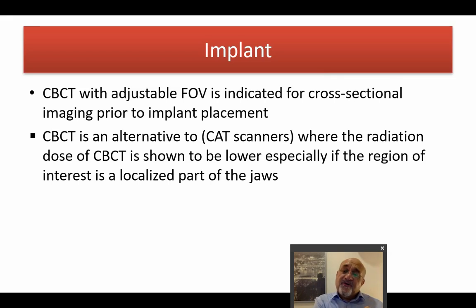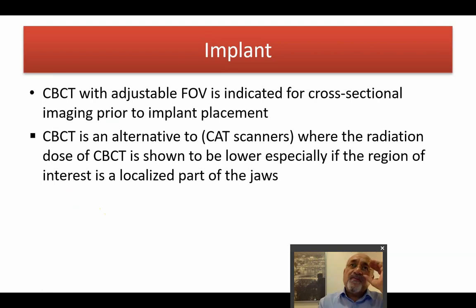So the advantage of cone beam CT, of course, is that it has lesser radiation and a smaller field of view, and it gives you the information that you need, which is the cross-sectional view. So you go for the CBCT, where the radiation dose is shown to be much lower. And if you go back to the lectures, you will see that there is a table that shows the exact doses pertinent to the CBCT and the CT, especially when the region of interest is a localized part of the jaw.